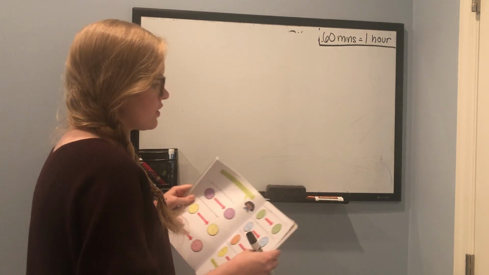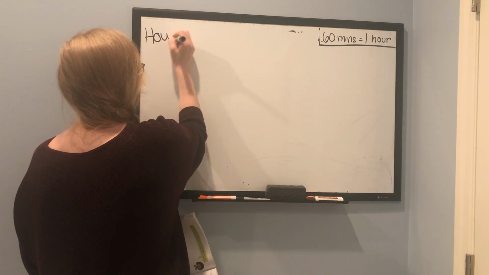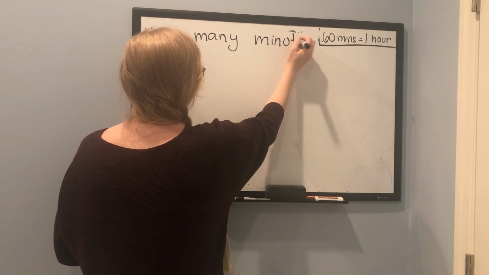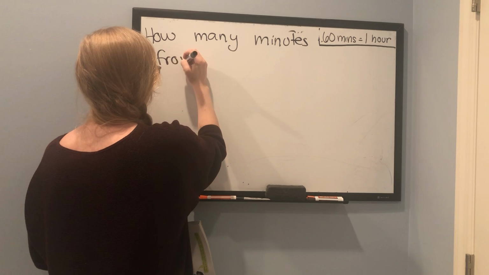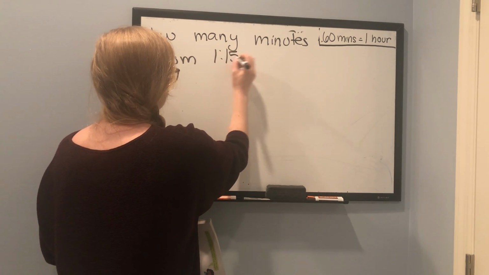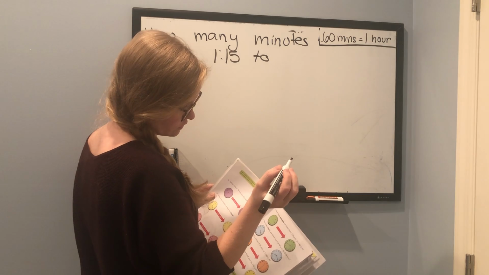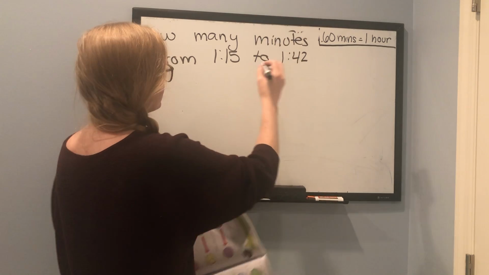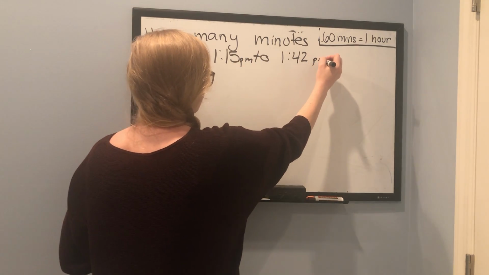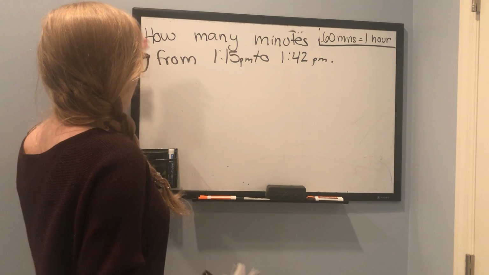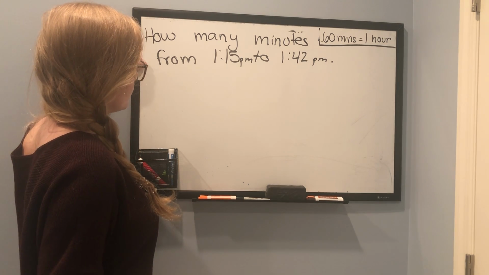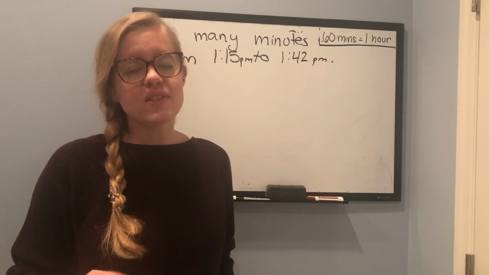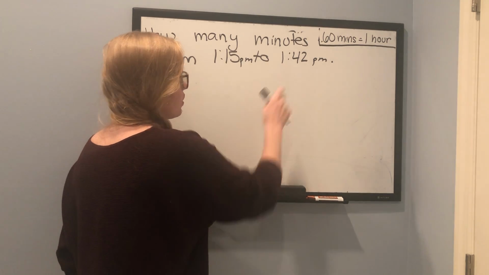It says, how many minutes are there from 1:15 to 1:42? These are PM. So we're talking afternoon, not middle of the night, morning. Okay, how many minutes from 1:15 to 1:42 p.m.? So in this question, we're finding the difference between 1:15 and 1:42.